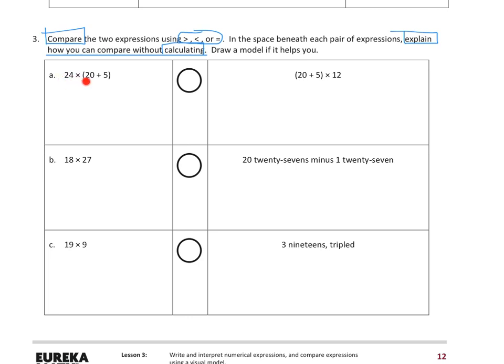So we have 4 times the sum of 20 and 5 over here. And then we have the sum of 20 and 5 12 times. So right off the bat, the sums are the same in both questions, but this one is 24 times, this one is 12 times. So the one on the left is going to give you a greater number. So let's go ahead and just state that 24 times is greater than 12 times. And that will definitely give you a bigger answer when you had to calculate to a final solution. So let's go ahead and look at 3B.